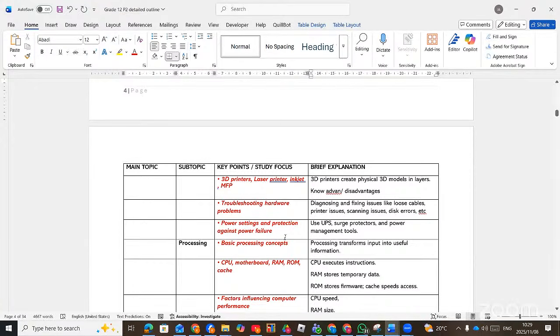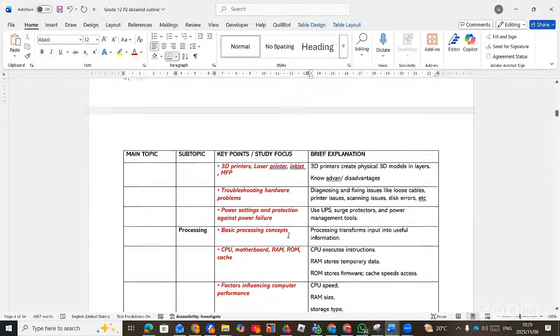Now, the power settings and then the protection, UPS, surge protectors, and then the power management tools that we use to prevent us from losing data, like the UPS, uninterruptible power supply. They give a backup power to the computers so that in case the main power goes off, you can still save your work without losing them. And then surge protectors also, they can also be used to protect our computers.